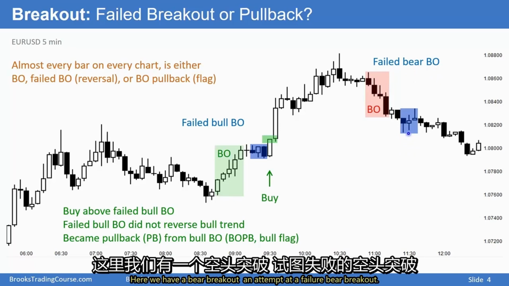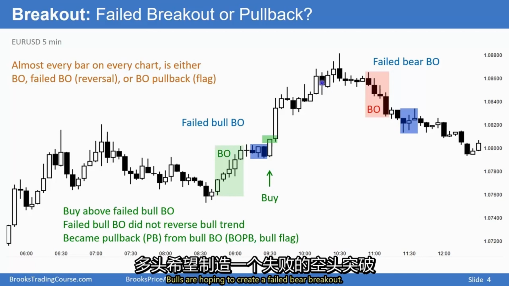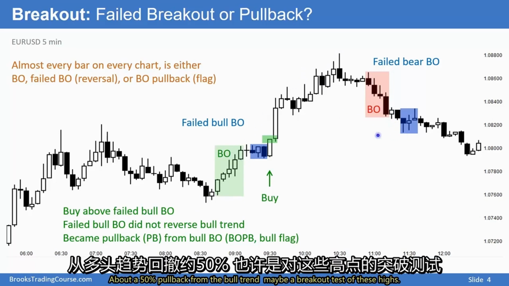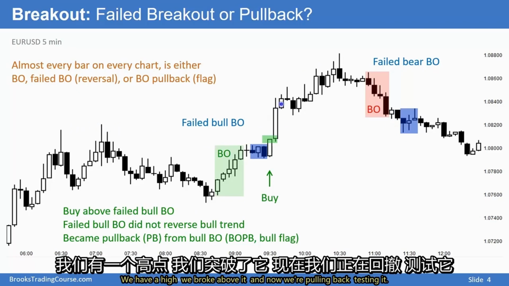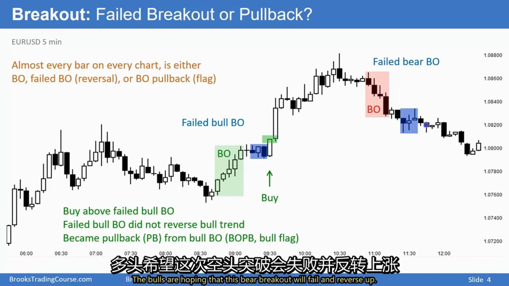Here we have a bear breakout, an attempt at a failure, bear breakout. Bulls are hoping to create a failed bear breakout, about a 50% pullback from the bull trend, maybe a breakout test of these highs. We have a high, we broke above it, and now we're pulling back, testing it. The bulls are hoping that this bear breakout will fail and reverse up.